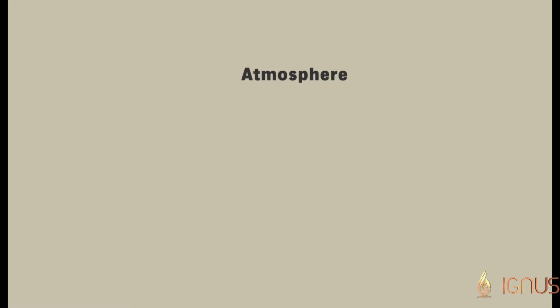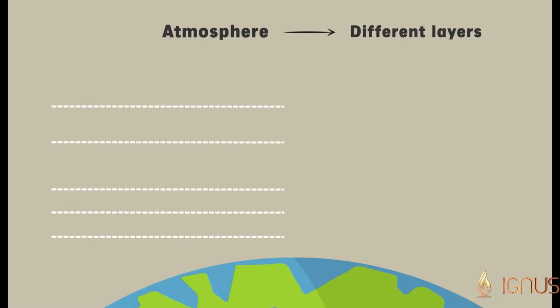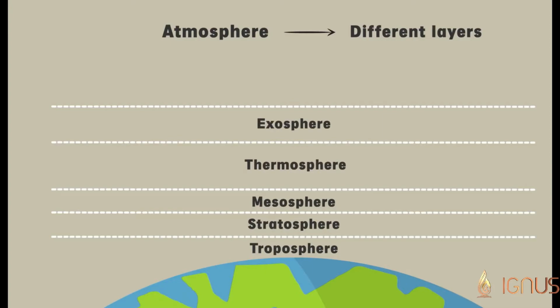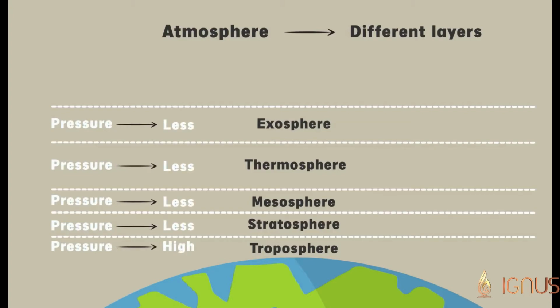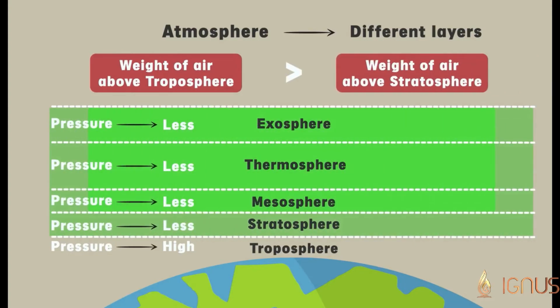Did you know that the atmosphere is divided into different layers? The atmosphere is divided into 5 layers, namely troposphere, stratosphere, mesosphere, thermosphere and exosphere. The pressure in the troposphere, which is the bottommost layer, is higher than the pressure in the layers above it. And I am sure you can guess the reason why. This is because the weight of the air above the troposphere is greater than the weight of the air above, say, the stratosphere. The air pressure also acts in every direction and not only in the downward direction.